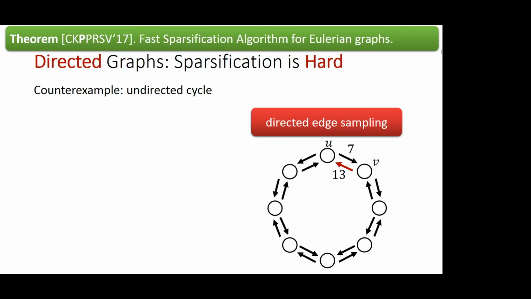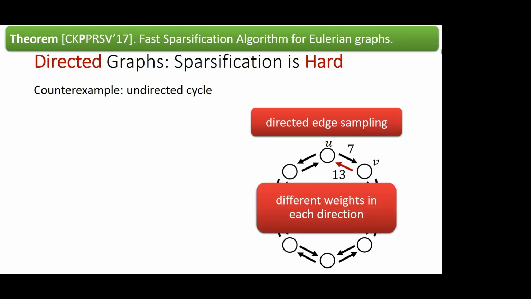Then if we do directed edge sampling, where we sample each directed edge with some probability, we're probably going to end up with different weights in each direction after we do our sampling, just due to the natural variation in the sampling process. So maybe for the edges between U and V, instead of having equal weights in each direction, maybe we have weight, I don't know, 7 in one direction and 13 in the other direction, instead of them being equal after we take our samples. And so here's why that's bad.